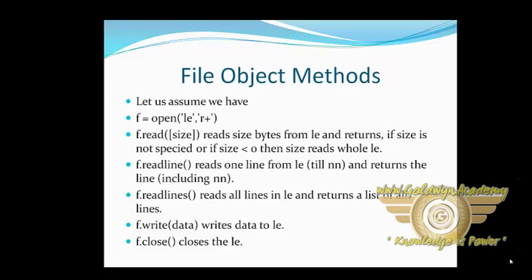f.readline() reads one line from the file and returns the line. f.readlines() reads all lines in the file and returns a list of lines. f.write() writes the data to the file, and f.close() closes the file. This is the basic information about the file.